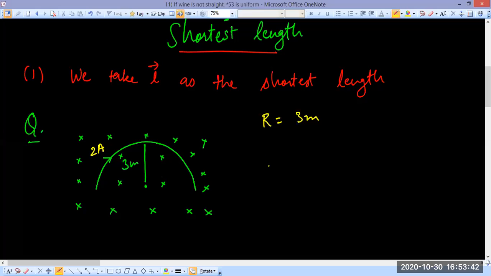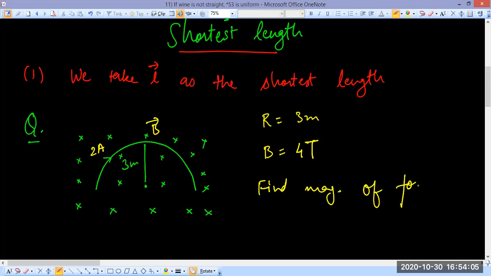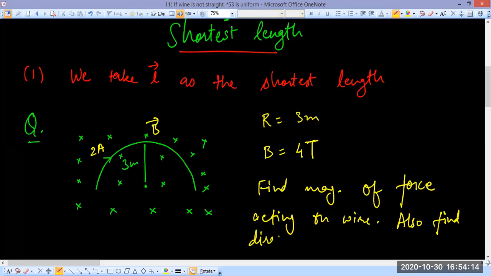Radius of the loop is 3 meter. Now you have to find, suppose the magnitude of magnetic field B is 4 Tesla. Then find the magnitude of force acting on the wire. Also find the direction.